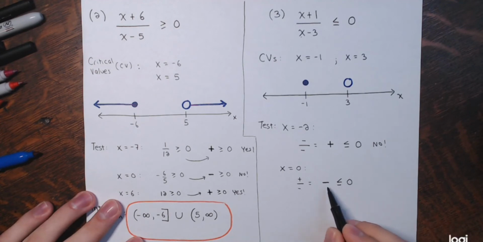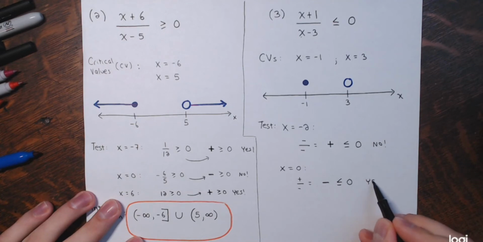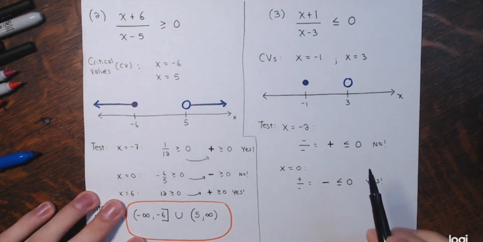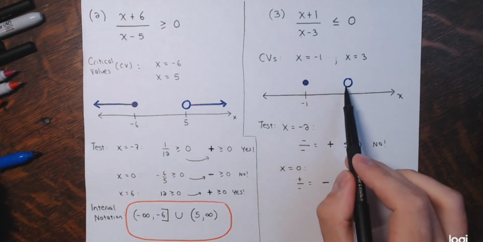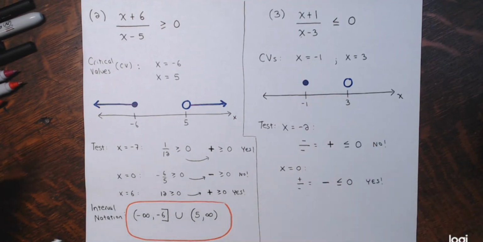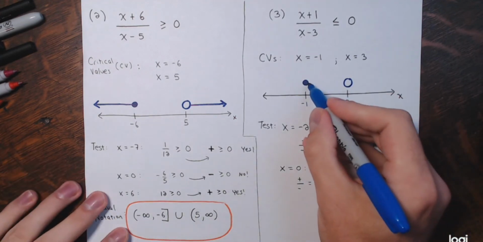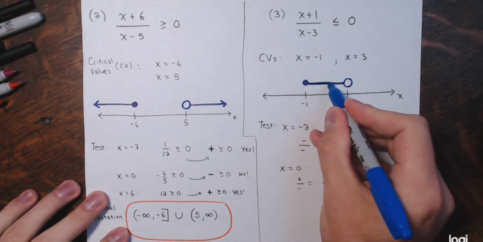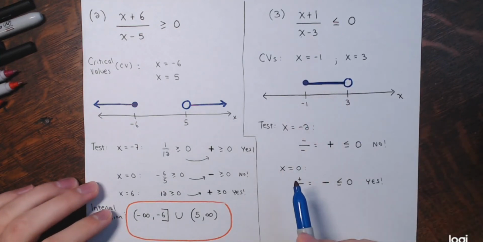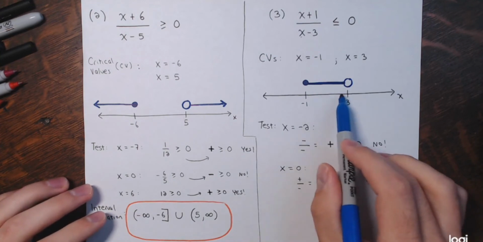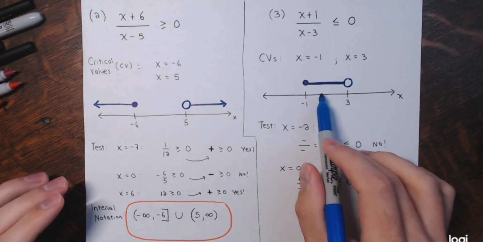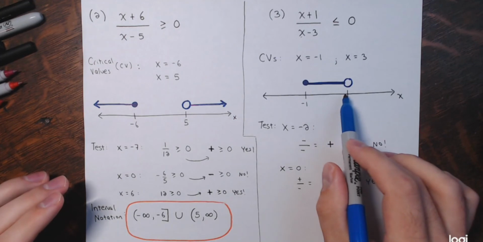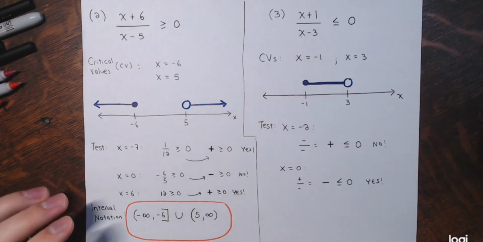Is this true? Yeah, a negative number will be less than 0. So yes. So this interval between negative 1 and 3 does have solutions. So I mark that off. I indicate that with my marker. And you could test any other number you want, and you'll see any number in here between negative 1 and 3, plug it in, will make that a true statement.